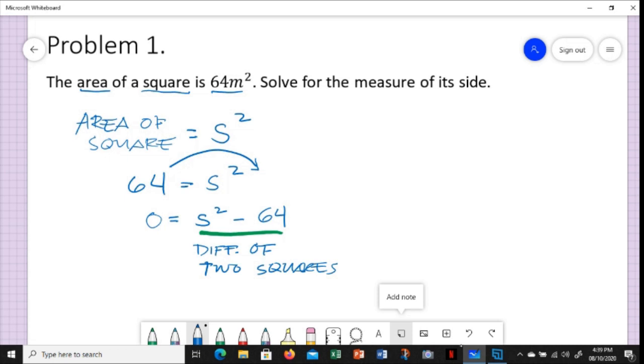Now we can factor this s squared minus 64 into the quantity s plus 8, the square root of s squared is s and the square root of 64 is 8, times the quantity s minus 8, and equate it to 0. The next thing that we are going to do is to apply the zero product rule.